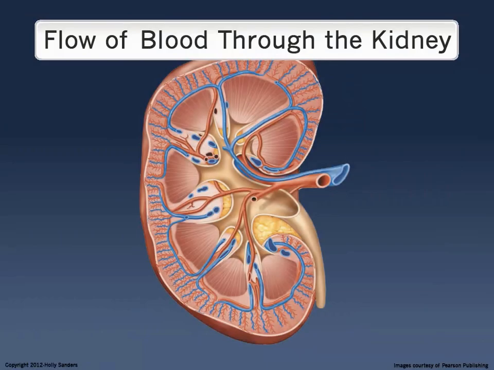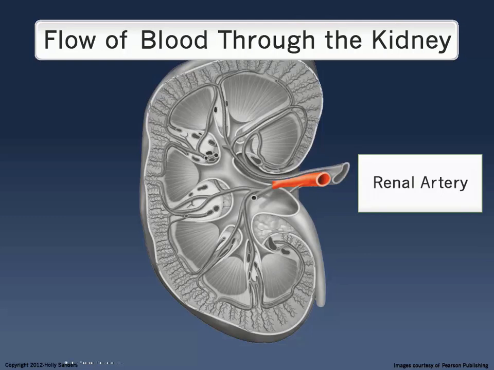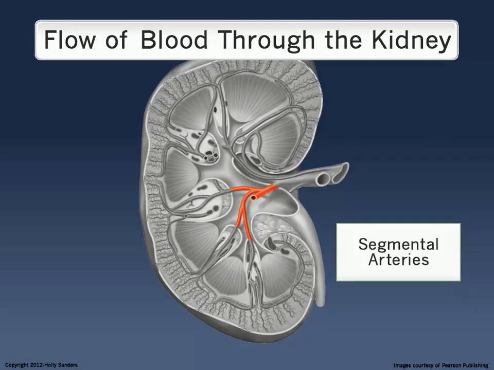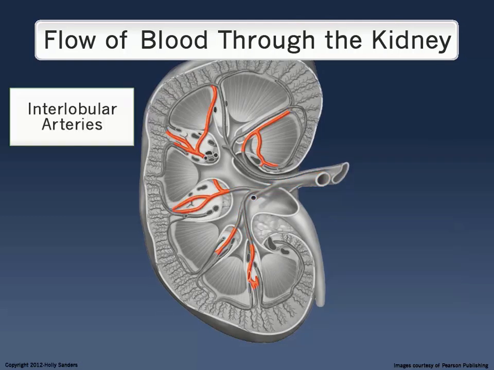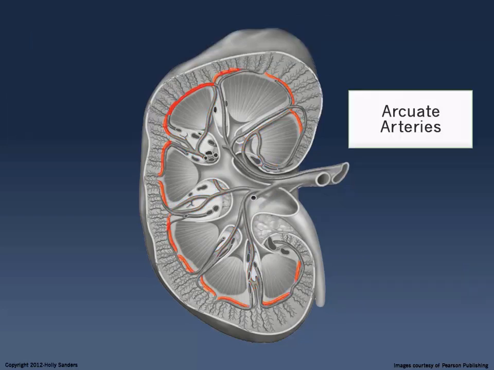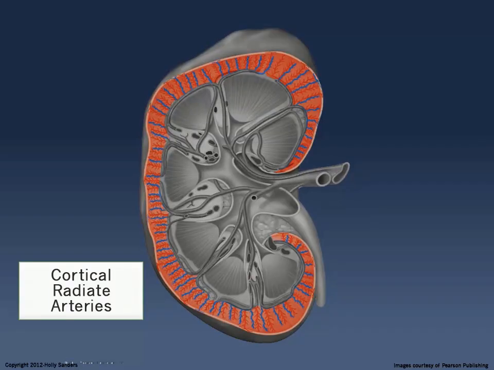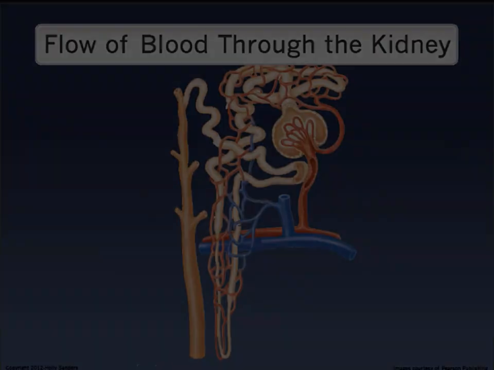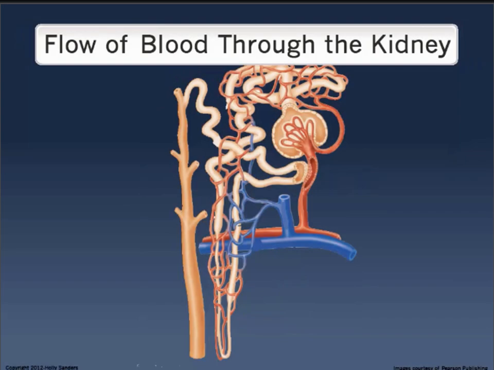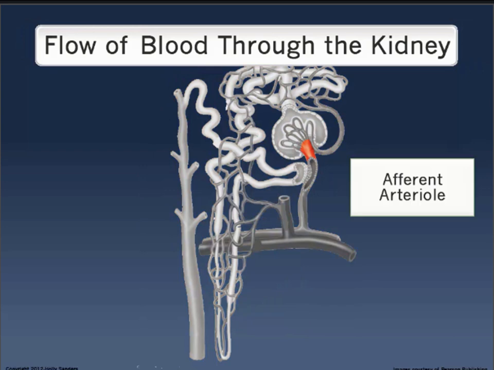In order for blood to be filtered by the glomerular capillaries, it's going to have to get smaller along its journey. Starting with the renal artery, it will branch into the segmental arteries, then into the interlobular arteries, the arcuate arteries, and finally into the cortical radiate arteries, which are found in the renal cortex, where blood will enter the glomerulus.